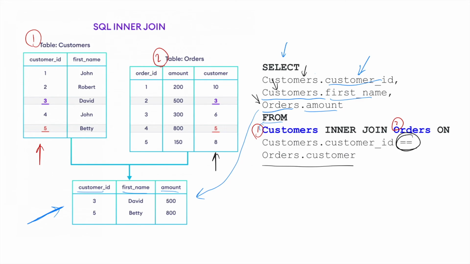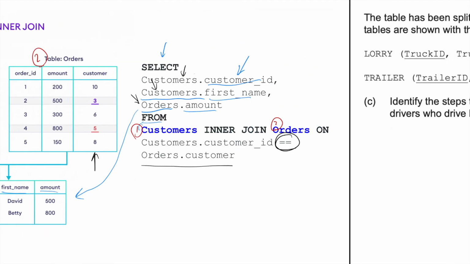We're doing from, and then we're joining both tables using inner join. And they're specifying the criteria by which we would get rows from both tables. So let's take a look at another example.